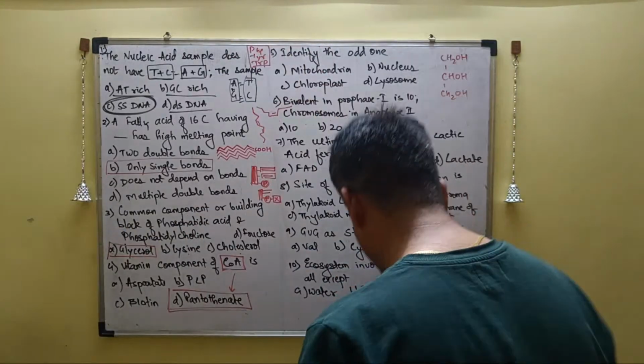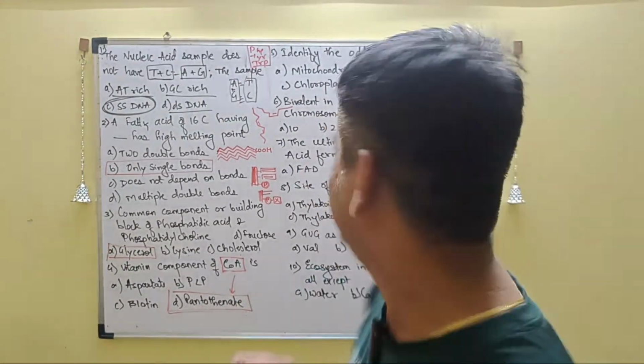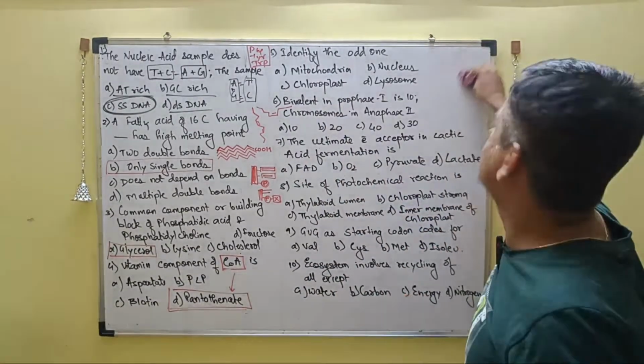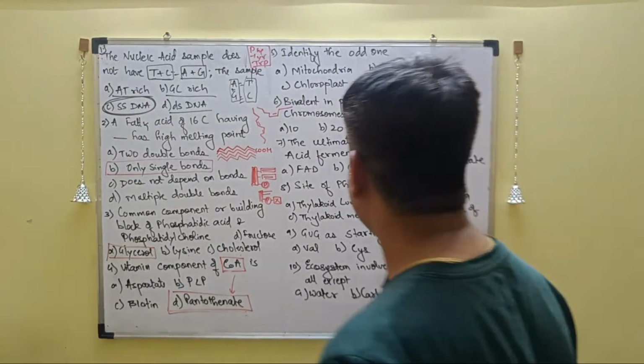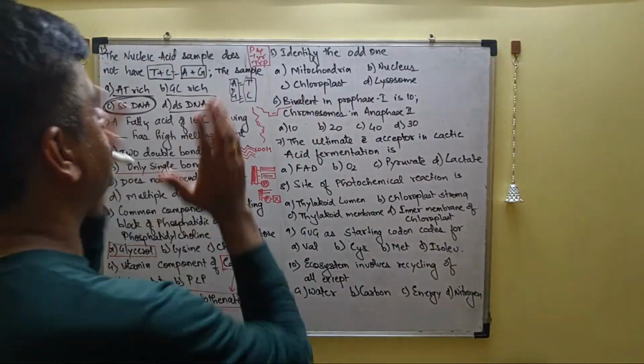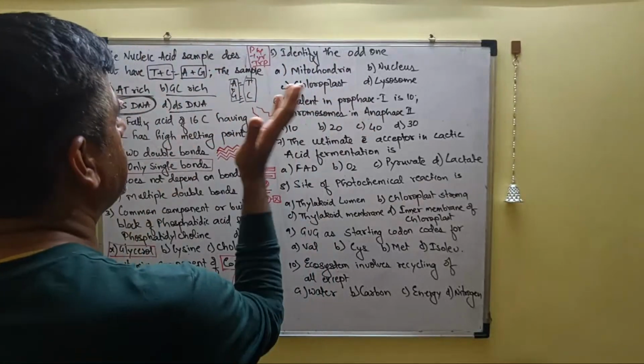Identify the odd one out. I am not taking much of your time, I am too hungry. So you want to find out the odd one in this: the mitochondria, the nucleus, the chloroplast, and the lysosome.